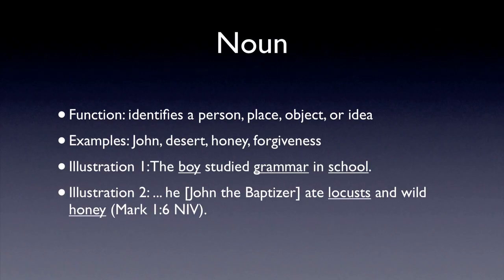A noun identifies a person, place, object, or idea. Here are some examples: John, desert, honey, and forgiveness. And here's an illustration from English. The boy studied grammar in school. In this sentence, boy and grammar and school are the nouns. And an example or illustration from Mark 1:6. He, John the Baptizer, ate locusts and wild honey. In this sentence, locusts and honey are the nouns.